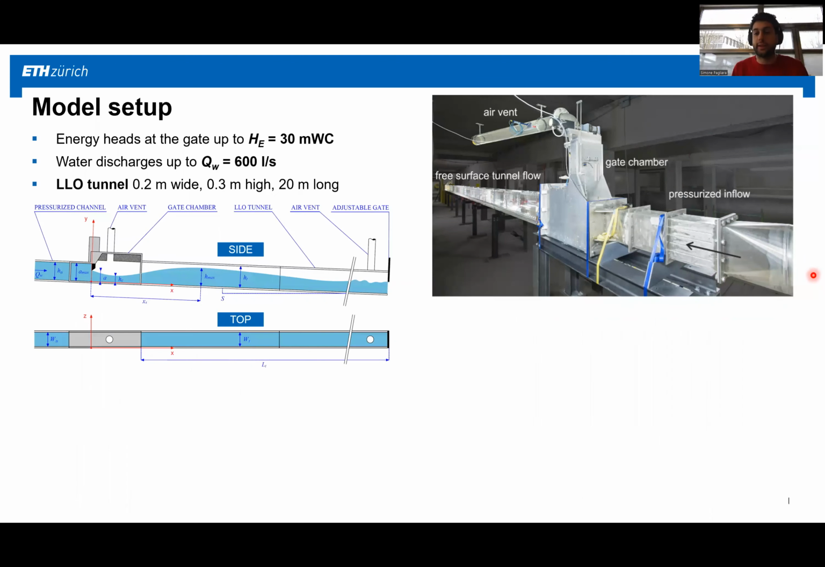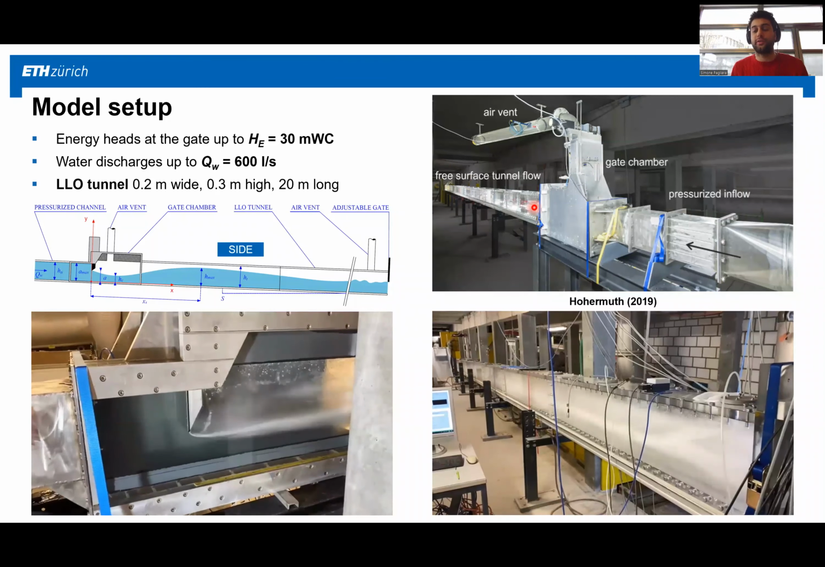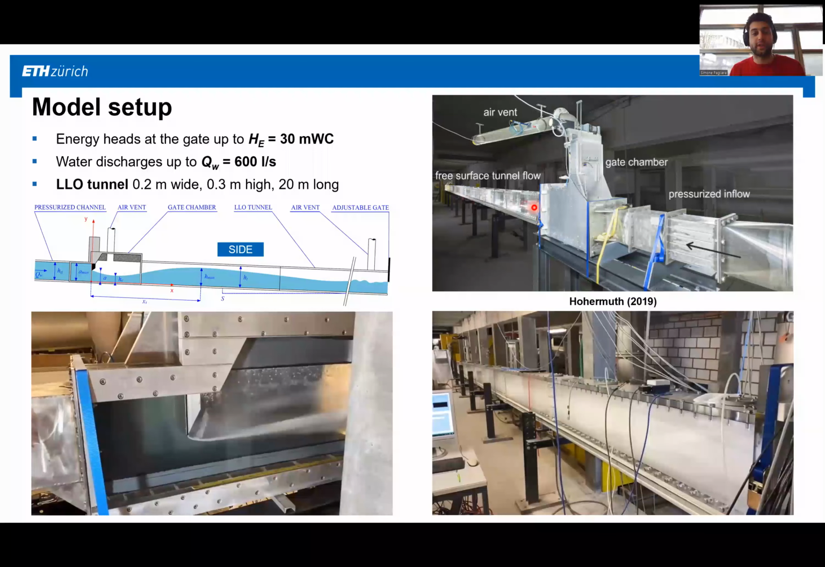So this is the low-level outlet physical model that we have at ETH. So here we have the pressurized inflow, which consists of a pipe which is directly connected to our high-head pumps. Here you have the gate chamber. So from the other side, the view is similar to this. And we have an air vent to provide aeration to the flow, to the gate chamber, and then the free surface tunnel flow to discharge the free surface flow to the atmosphere. And some videos of the operation of this large-scale model.